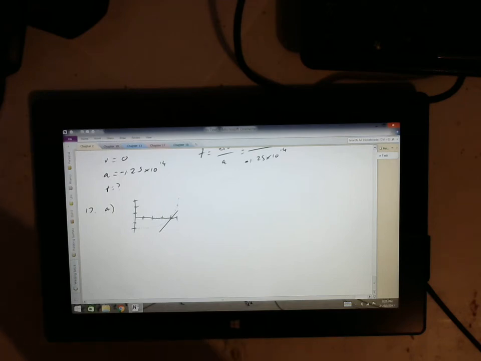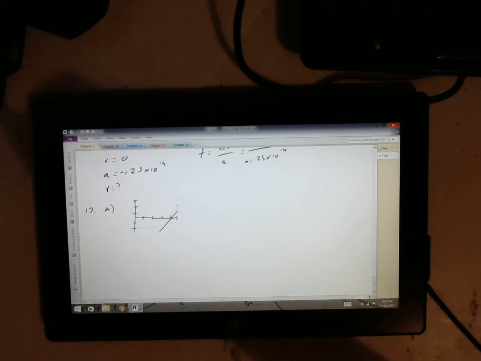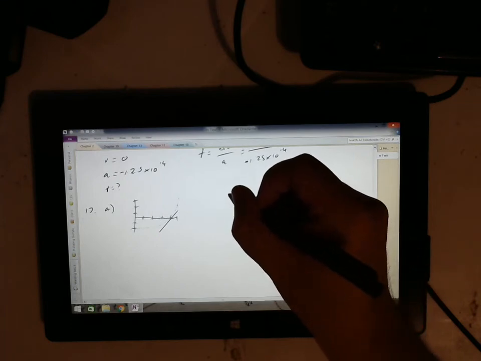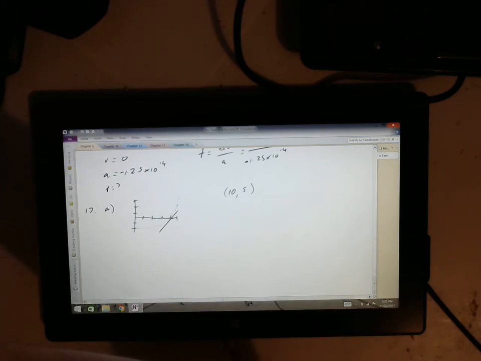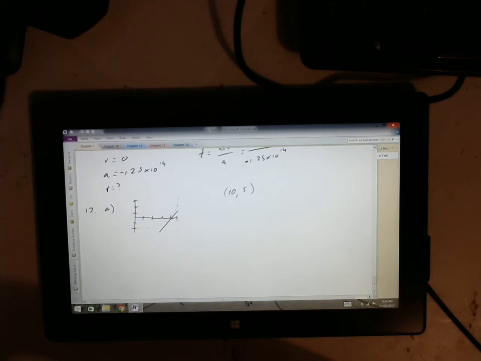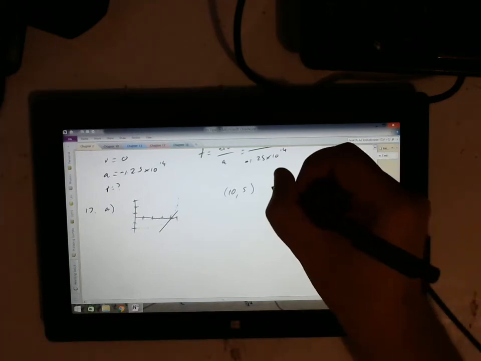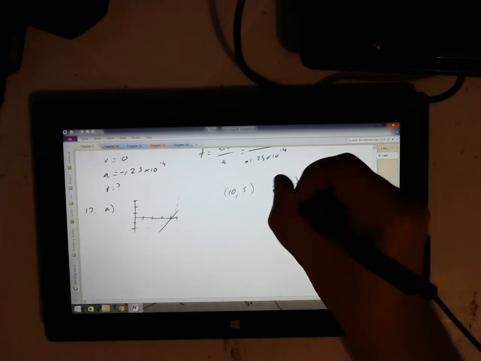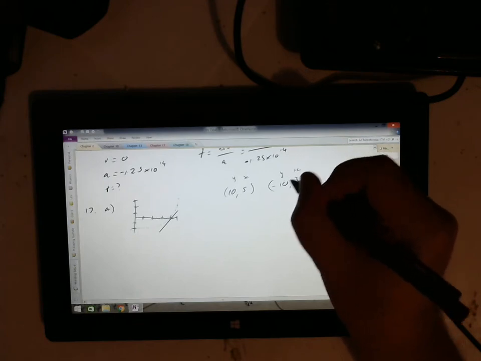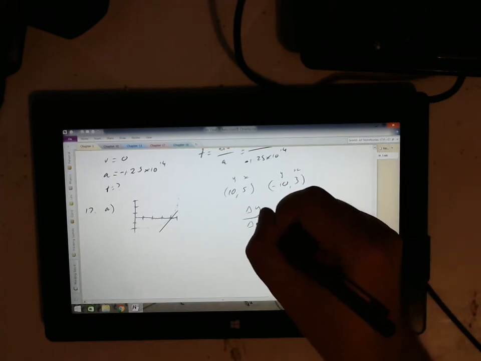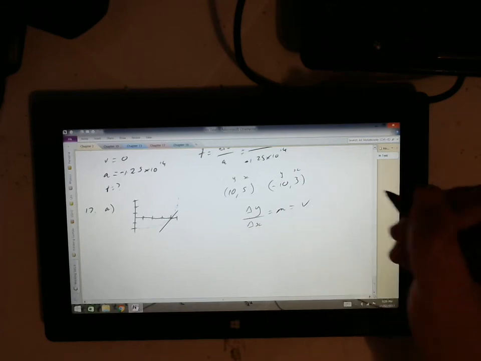So I'm going to sort of guesstimate it based on looking at the picture here, and I reckon that one of the points it's going to go through is going to be 10, 5, and the other point it's going to go through, let's do 3, negative 10, sorry, negative 10, 3. So remember, that's our y, that's our x, that's our y, that's our x. So we want change in y over change in x is going to equal our m, which equals our velocity.